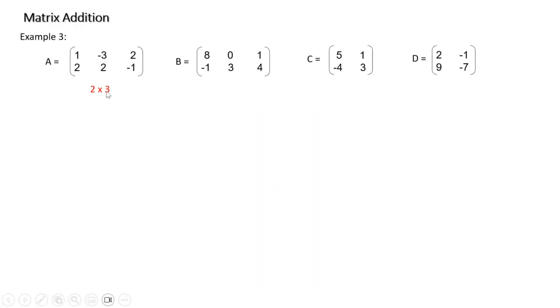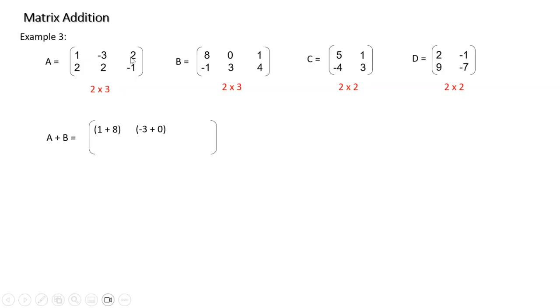Okay, example: matrix A is a 2 by 3, matrix B is a 2 by 3, and matrix C is a 2 by 2, and matrix D is a 2 by 2. Can we add A plus B? Yes, we can, because they have the same size. So the definition means that I'm going to add the first row, first column on matrix A plus the first row, first column on matrix B, and then first row, second column on matrix A plus first row, second column on matrix B, right? And you keep going until there's no more.